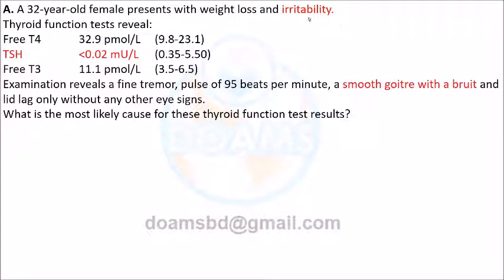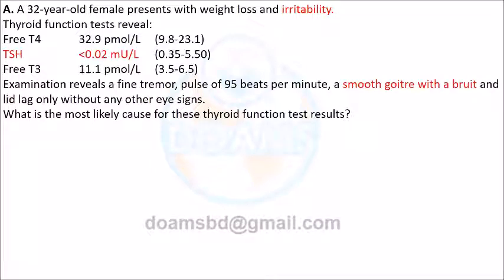So you already identified these key features: smooth goiter with the bruit, fine tremor. What is the answer now? Fine tremor will be a keyword, no doubt. But the question is the cause of the hyperthyroidism. By the fine tremor, you cannot say the cause. By the fine tremor, you can say this is hyperthyroidism. But for the cause of the hyperthyroidism, you need to address this smooth goiter and the bruit. That is, it is Graves' disease.